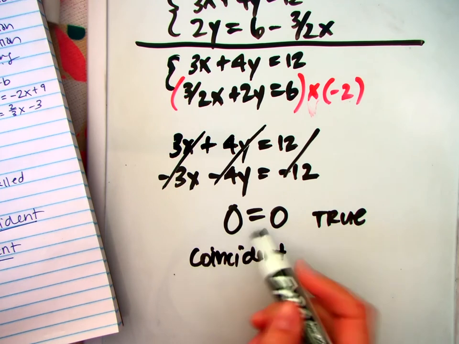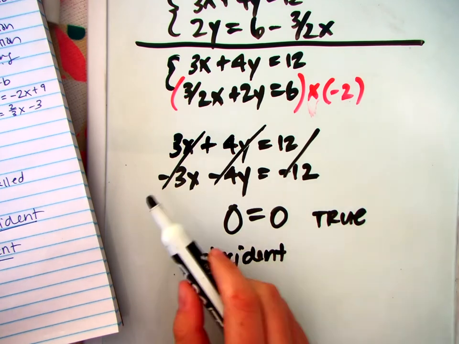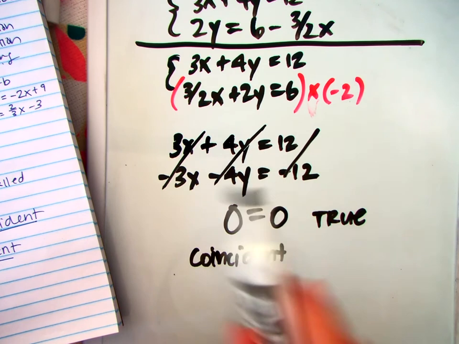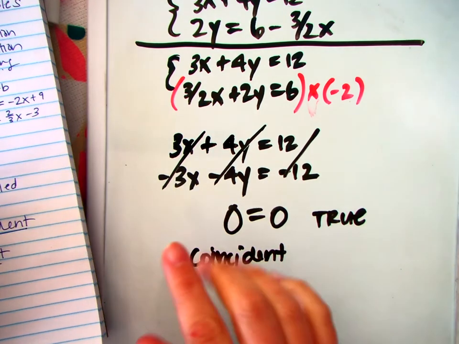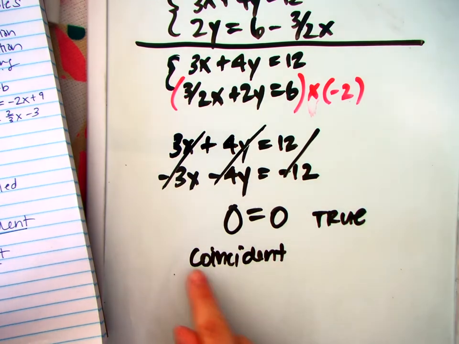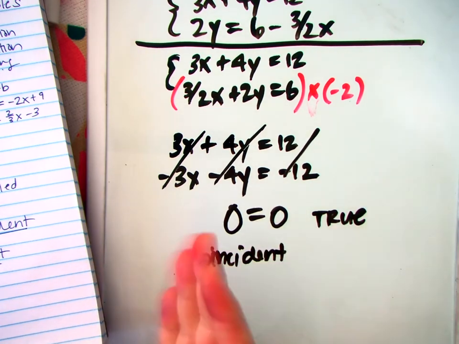When this happens, it means if you pick any value of x, you can figure out what the y value is. Always. There will always be a solution. So let me show you graphically what this is going to mean. If they're coincident, we know that the lines should lie on top of each other. They have an infinite number of solutions.